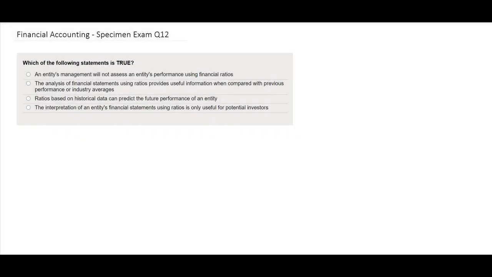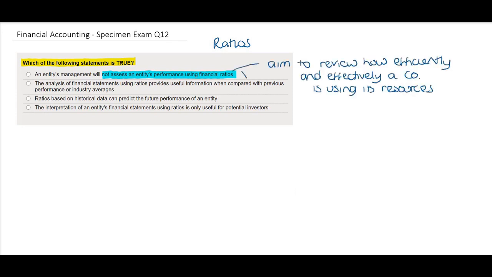In this question, you are being asked which of the following statements is true. We have 4 statements to review, one of which is true, and all are relating to ratios. The first statement says that an entity's management will not assess an entity's performance using financial ratios. The aim of using financial ratios is to look at how efficiently and effectively a company is using its resources, and therefore this statement is not true.